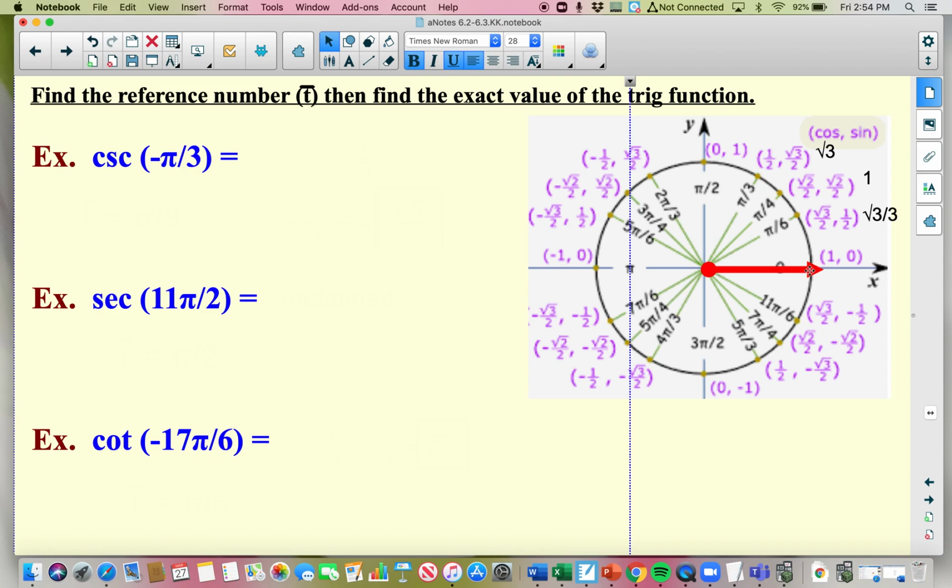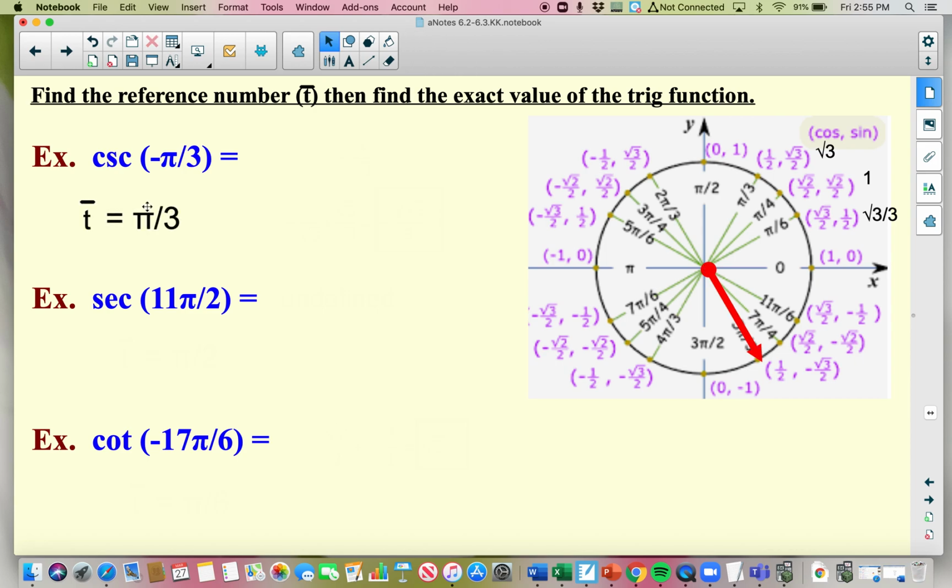Well, first of all, if you visualize negative pi over 3, we're going clockwise. Negative pi over 3 would be where 5 pi over 3 is. So right there. And cosecant, you know, is the reciprocal of sine. So the sine value here is negative square root of 3 over 2. And its reference angle, which I totally skipped over, from my red terminal side to the x-axis is pi over 3, right?